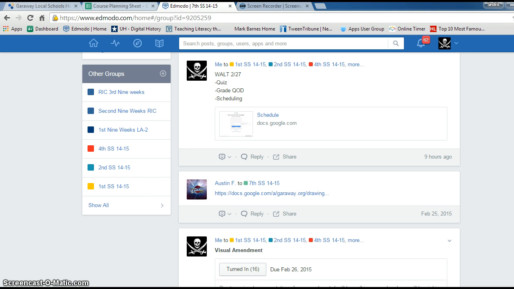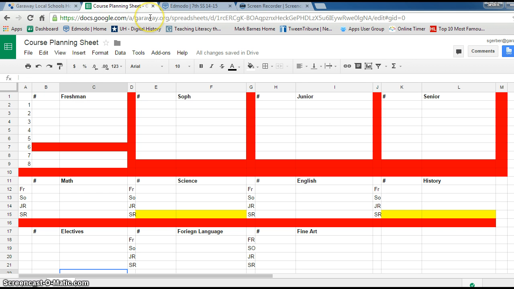Now when we go back to Edmodo, you're going to see that I posted a link. It's called Schedules. So go ahead and click on that Schedules, and this spreadsheet is going to come up for you. Now first thing you need to do is make sure you make a copy for yourself. So go to File, make a copy, and go ahead and rename it your first name Course Planning Sheet. So after you make a copy for yourself, let's look at your copy.